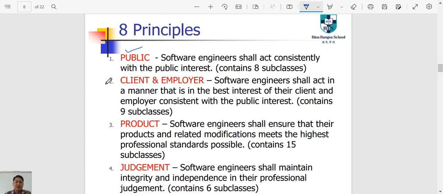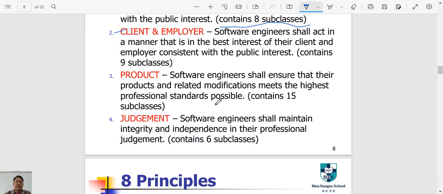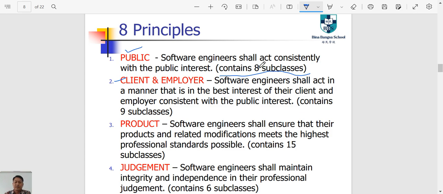They also have here all about the client and the employer. Software engineers shall act in a manner that is in the best interest of their client and employer. And you might notice there are subclasses here. Each contains 8 subclasses, meaning they have different articles or sections. Of course, I'm not going to discuss those different articles under each section or under each principle here.